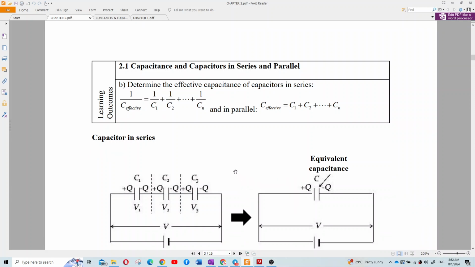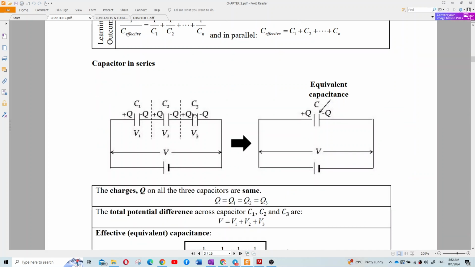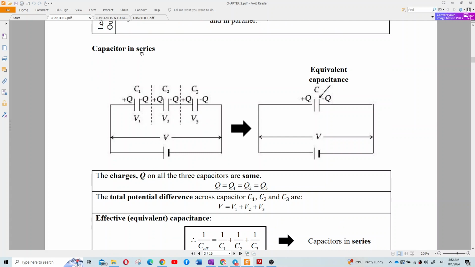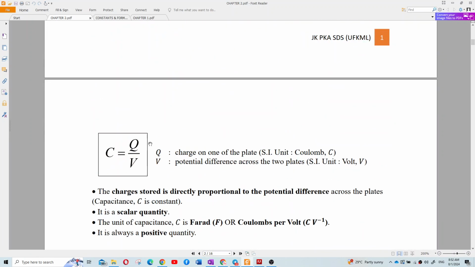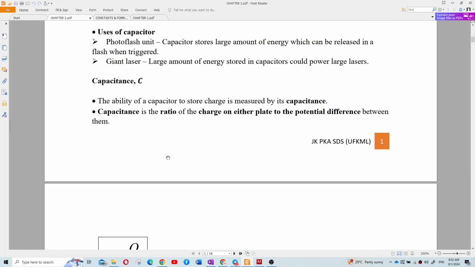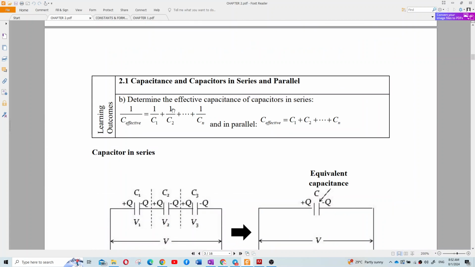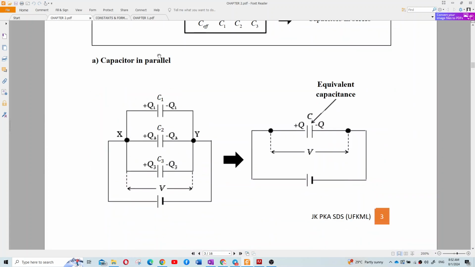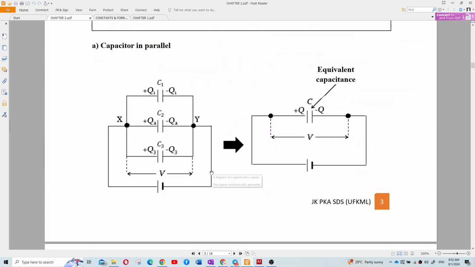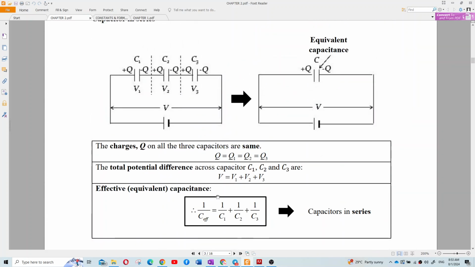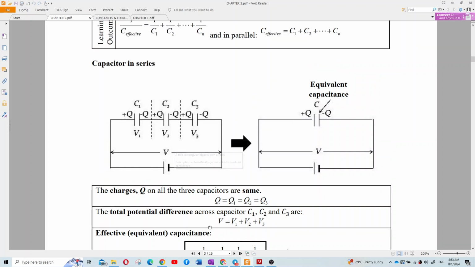Now, capacitors in series and parallel. Just now it was just one capacitor. Now if you connect the capacitors in series or in parallel, what is the value of charge, voltage, capacitance? How do we find the total capacitance? They have a formula. You remember last time we used it for resistors, in series.